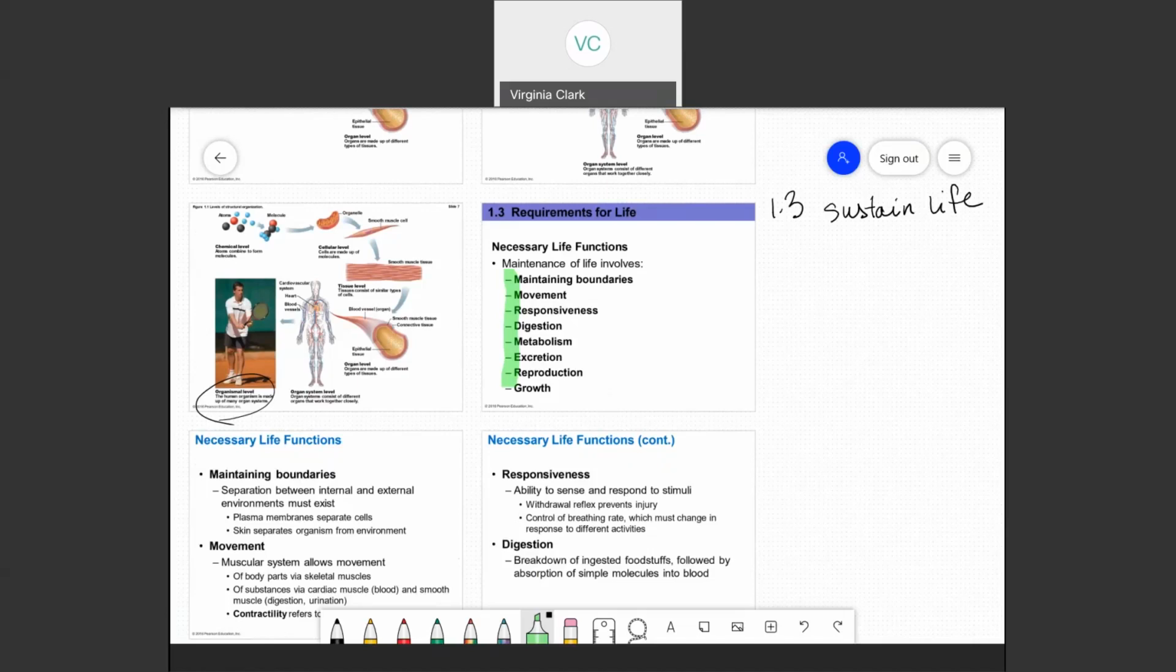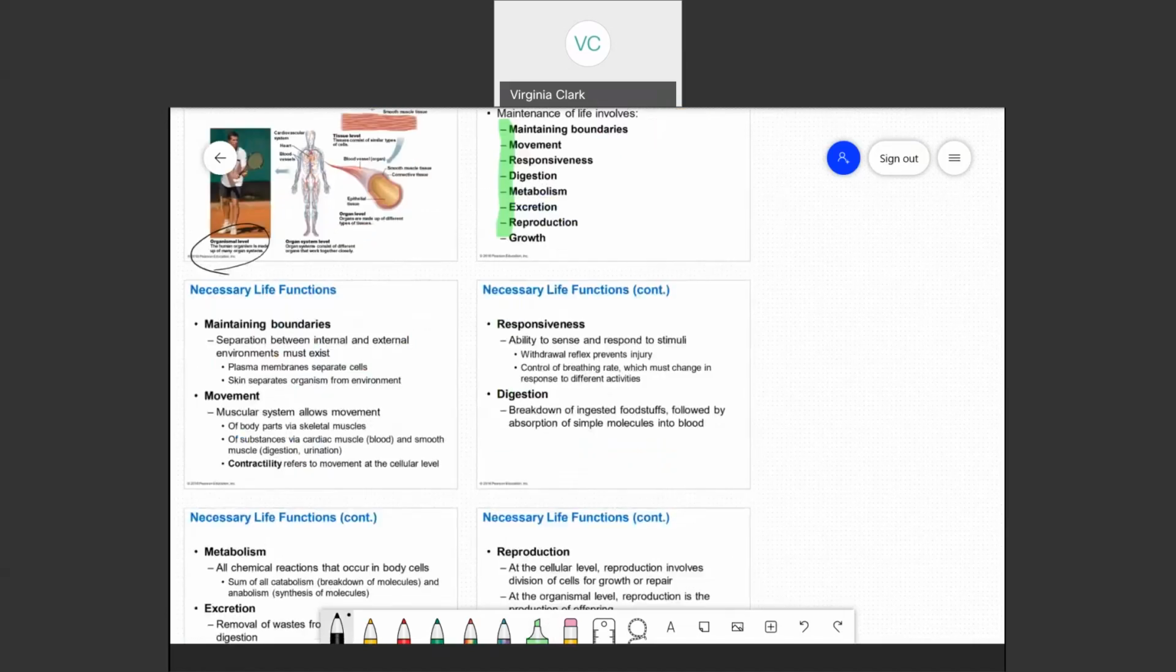So the first part is the ability to maintain boundaries. Basically, what that means is we need to keep the outside out and the inside in. If you think about your entire structure at the organism level, you have to keep all of your fluids, nutrients, cells, skeleton, muscles, and blood inside, and you want to keep the external environment outside. So that's how our whole organism works.